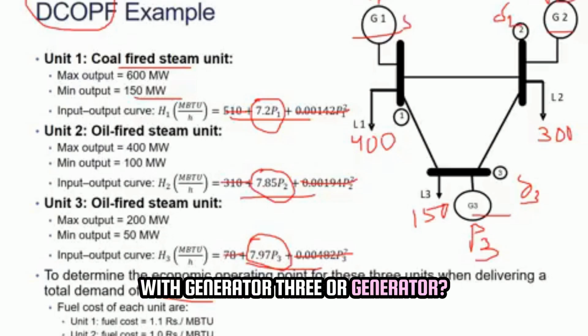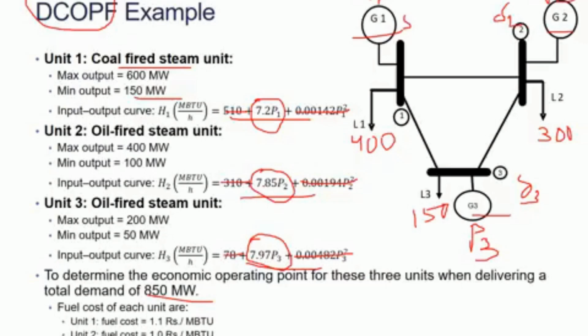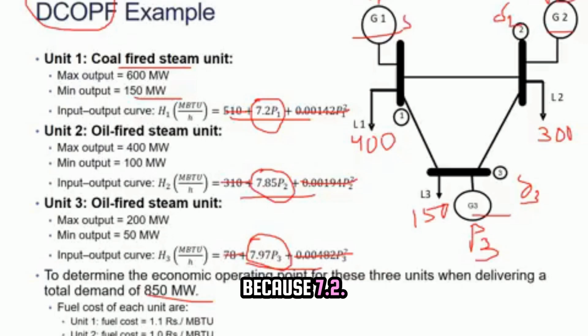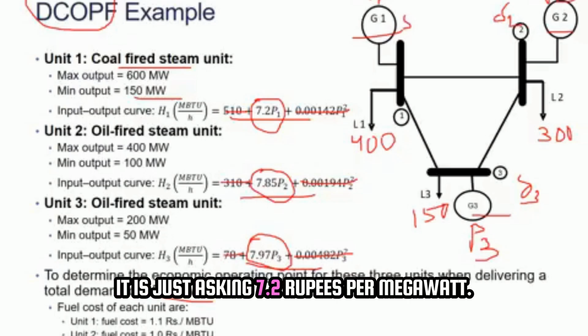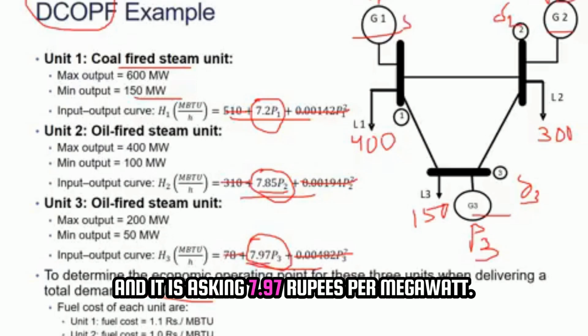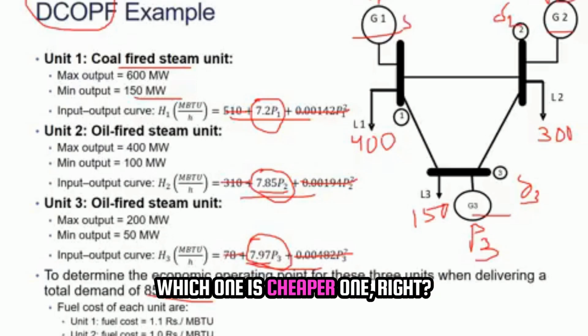Generator 1 is the cheapest generator, because it is asking 7.2 rupees per megawatt. The second is asking 7.85 rupees per megawatt, and the third is asking 7.97 rupees per megawatt. Which one is cheaper? One, right? I hope everyone is agreeing on this.